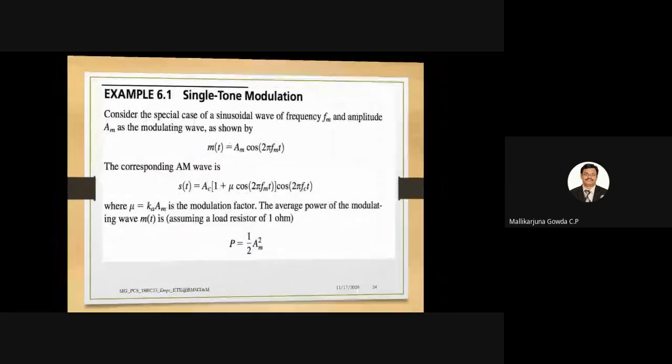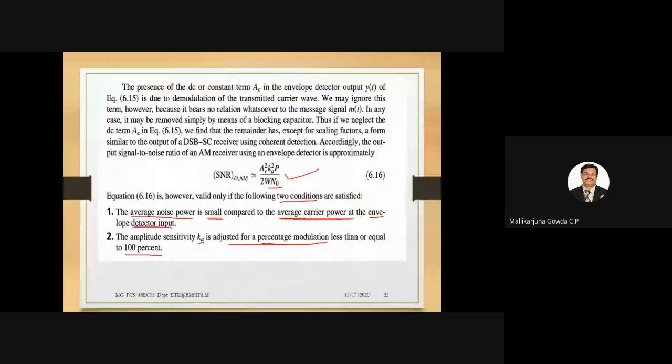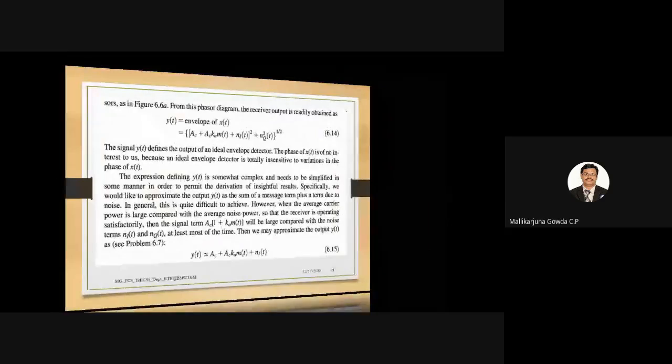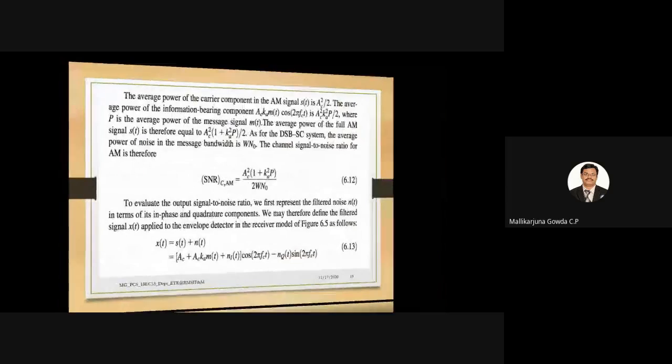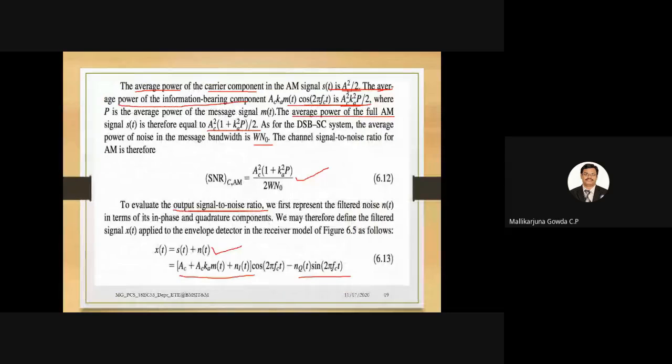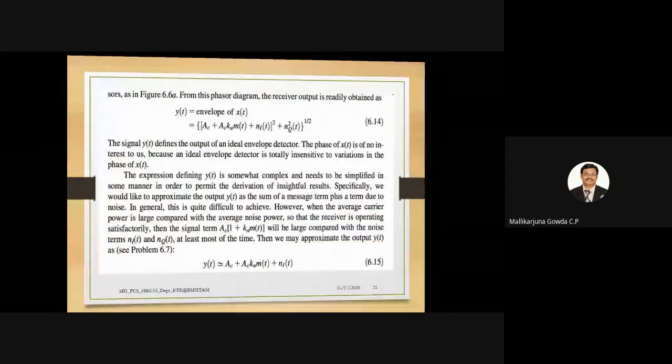So this equation, that is the equation 6.16, divided by the expression for channel signal to noise ratio. It is written, 6.12. Here also, there is A squared of 1 plus A squared AP divided by 2 WNO, right? So take this equation and the output SNR, and just see whether we will be able to simplify and say this is the figure of merit expression.